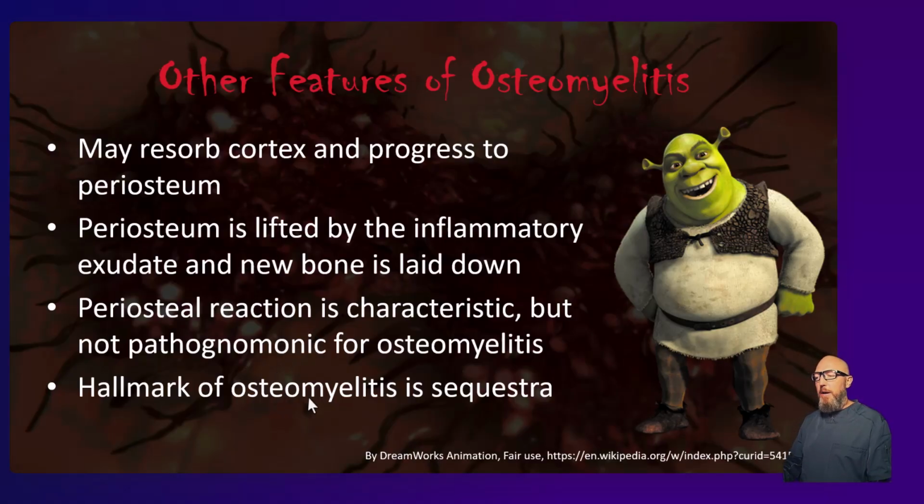And then the book talks about the hallmark of osteomyelitis is Sequestra. When I read that, I always think of the Hallmark channel. So what's the best way to remember the features of osteomyelitis? Just imagine Shrek in a Hallmark movie.